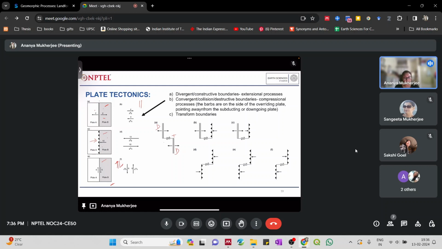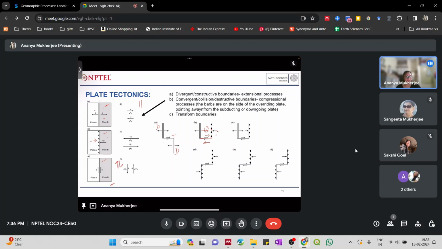Over here, this is your overriding plate, so this is moving towards this side and this plate is subducting. Because of this movement, there is another transform boundary that is created with this plate. So over here you can see that maybe the convection current direction is in this direction and the convection current over here is in this direction. So this can also happen.